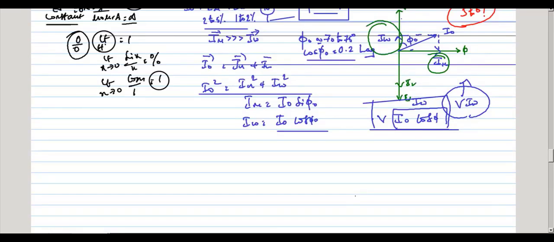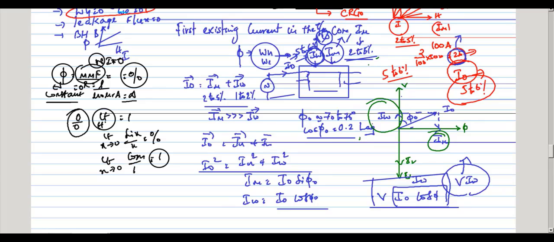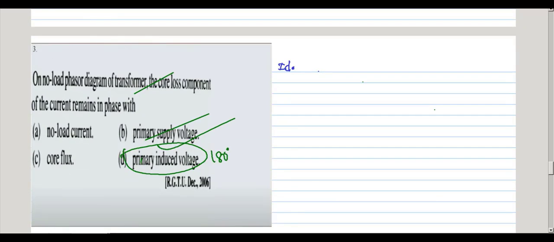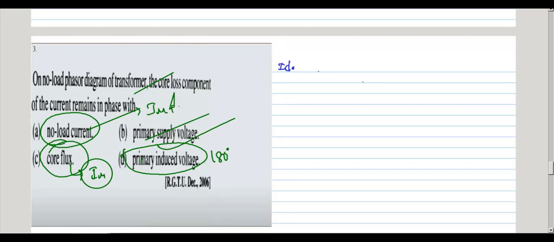It is 180 degrees, so the induced EMF, the iron loss component, is 180 degrees. And for the no load current, the magnetizing component of current is in phase with the core flux. So the no load current consists of the magnetizing component plus the iron loss component.